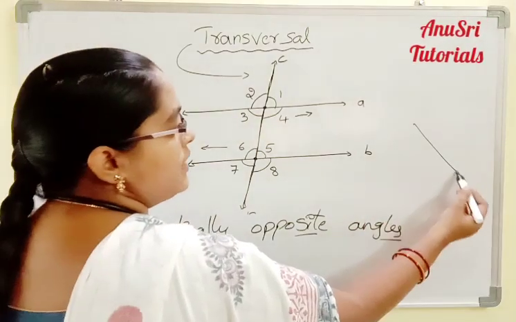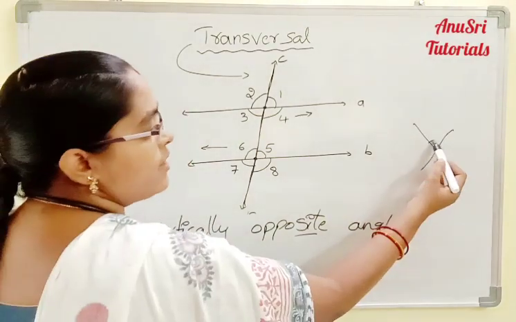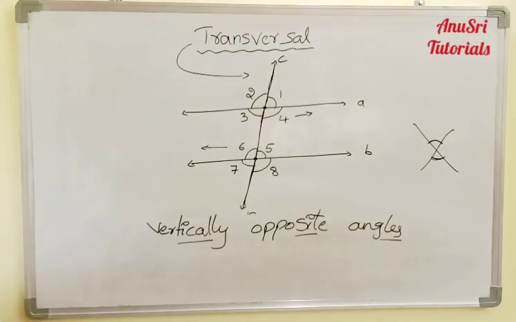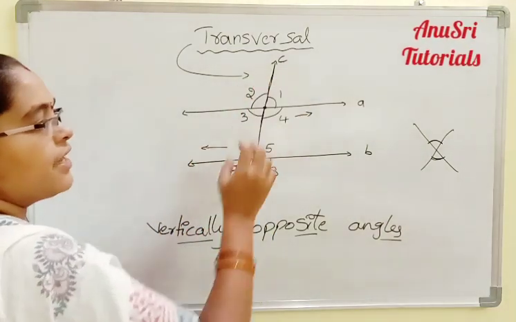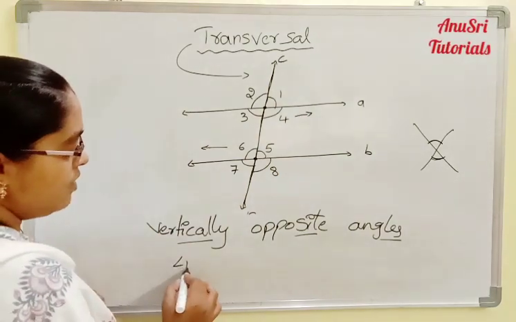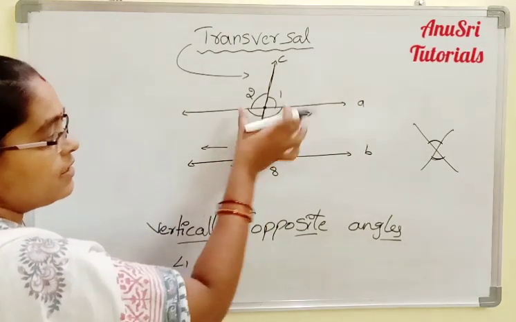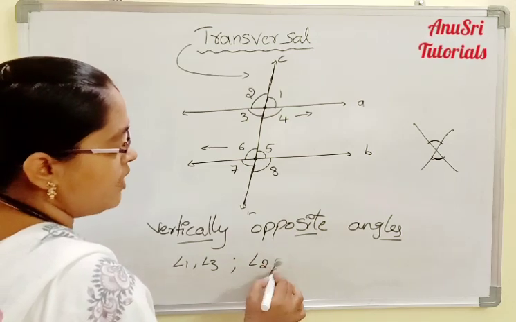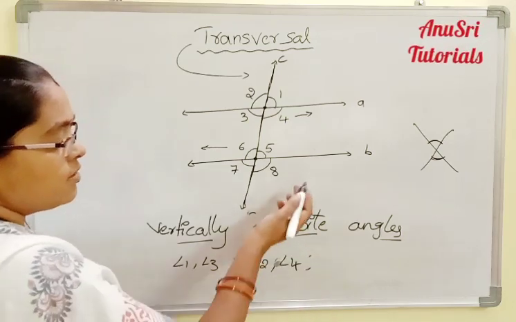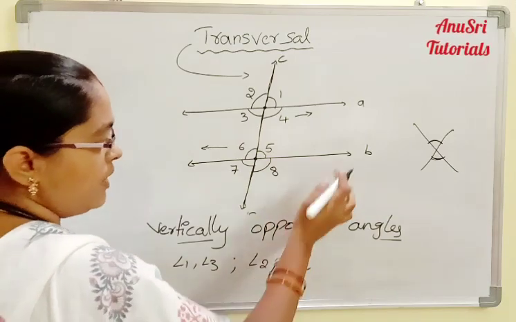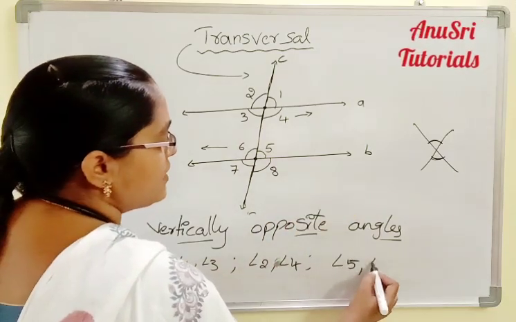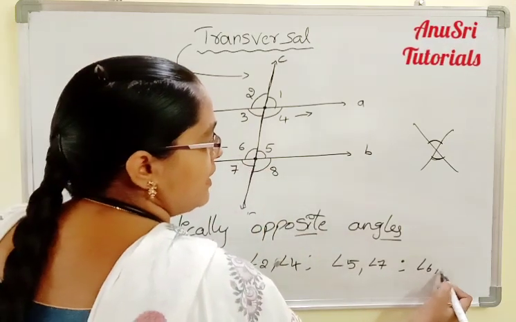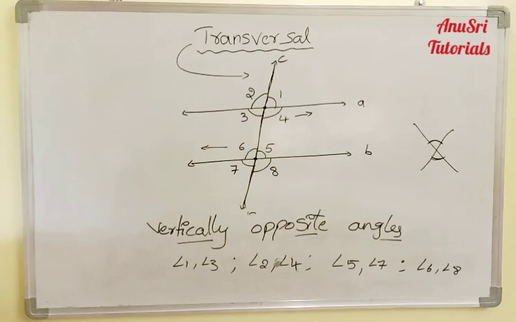When two lines intersect each other, the angles which are opposite to each other are called vertically opposite angles. See, consider the first line. Here 1 and 3 are vertically opposite angles, whereas angle 2 and angle 4 are vertically opposite angles. Coming to line 2 or line B, angle 5 and angle 7 are vertically opposite angles. Angle 6 and angle 8 are vertically opposite angles.